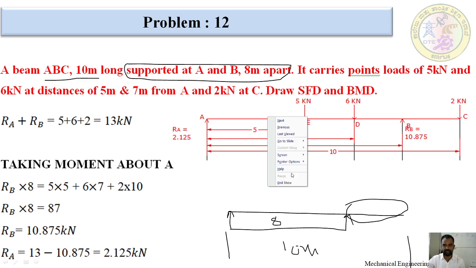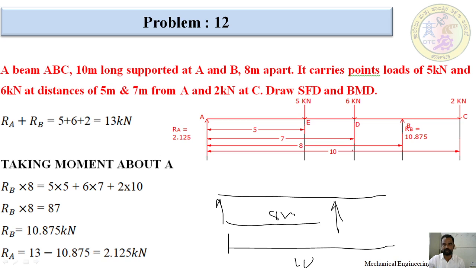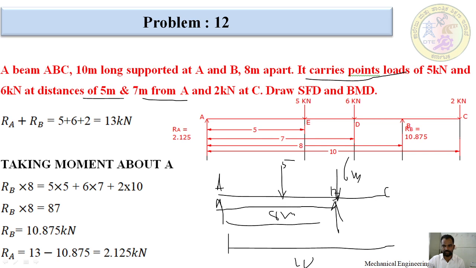Up to here we had. After that, the total beam they have given 8 meter between supports, and the total beam is 10 meter. It also carries point loads of 5 kN and 6 kN at a distance of 5 meter and 7 meter from A. This is A, right? This support is B and this overhang end is C. From A, at a distance of 5 meter we are having a point load of 5 kN. And at a distance of 7 meter we are having another point load, that is 6 kN. From here to here we are having 7 meter.